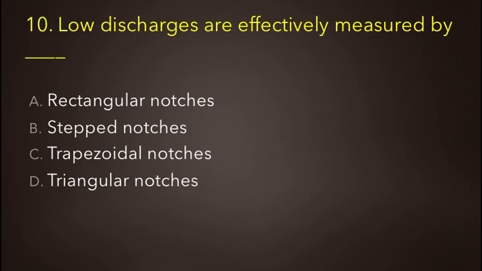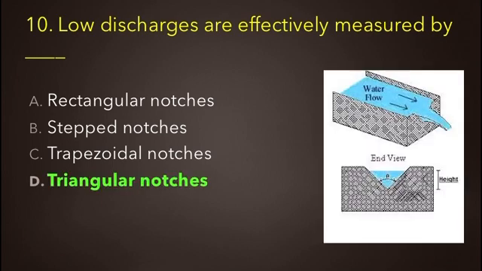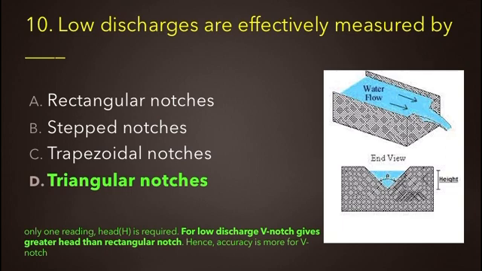The right option is triangular notches because triangular notches require only one reading, which is H, head. For low discharges, they give very good head, very good accuracy compared to rectangular notches. So for low discharges, the very suitable one is the triangular notch.